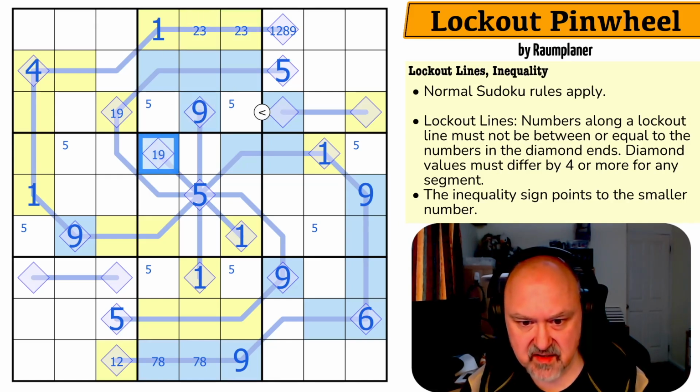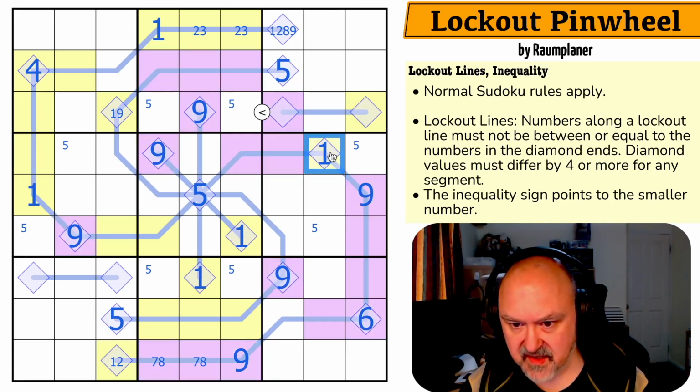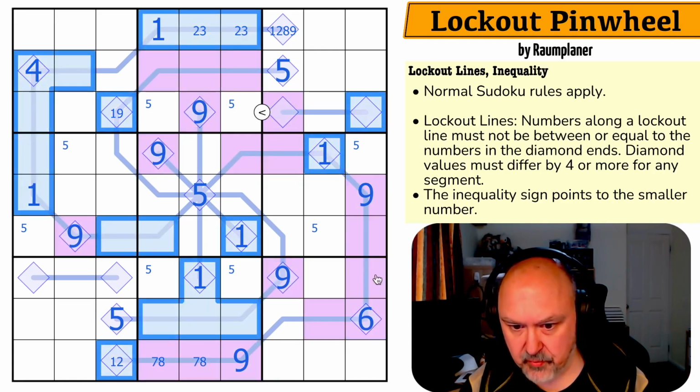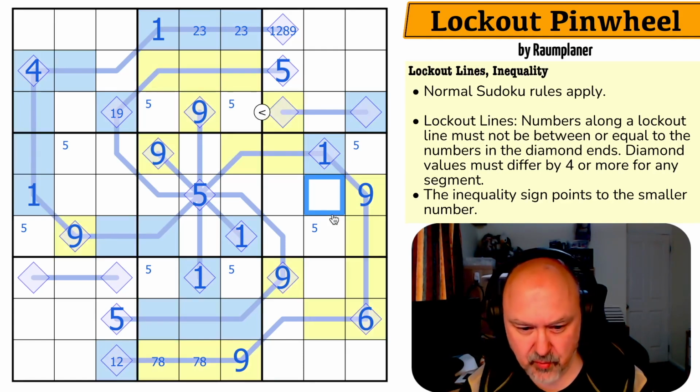This is 9. Now, I'm actually going to swap the colours over. So I'm going to select all the blue and make them purple. I'm going to select all the yellow and make them blue, and then I'm going to select all the purple and make them yellow. That way I'm using my normal coloring.